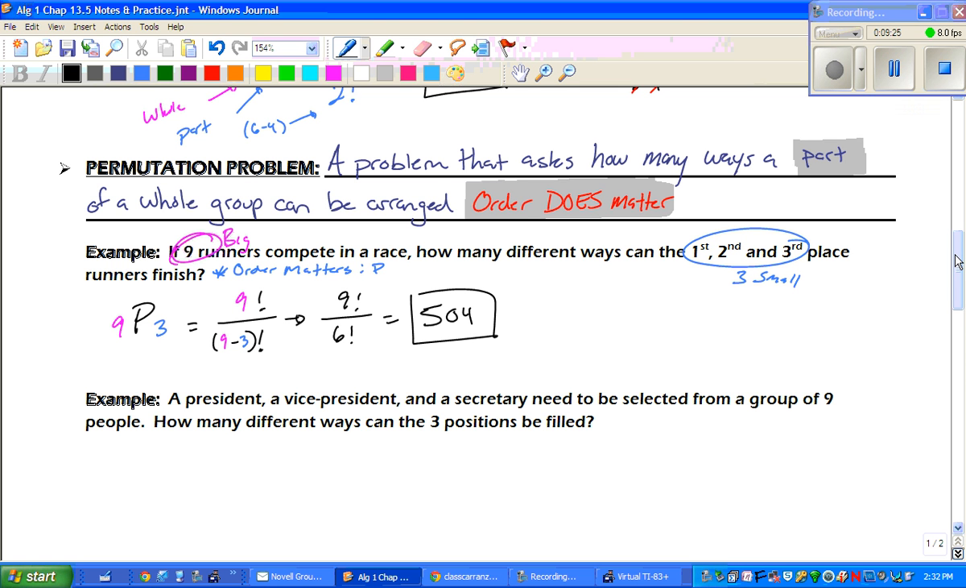Next one, a president, vice president, secretary need to be selected from a group of 9 people. How many different ways can these positions be filled out? Oh, I'm sorry. We forgot to change that, it shouldn't say 9. Otherwise, it'd be the exact same as the other one. It's going to be a group of 8. Okay? So just know which one is your whole group. And the 3 positions, that's going to be the small group.